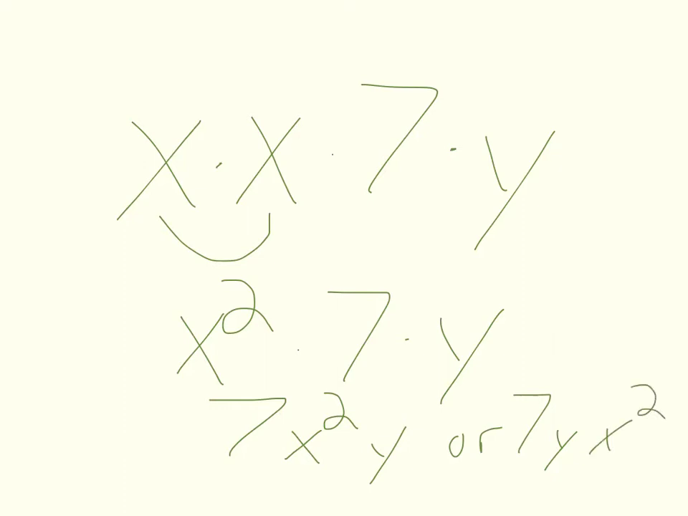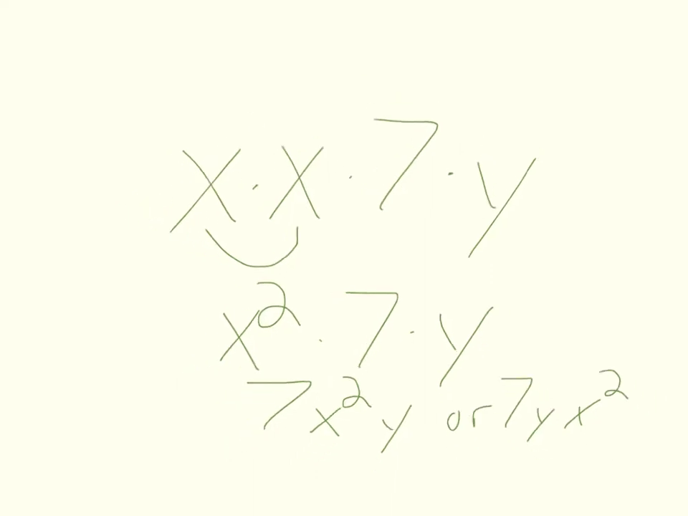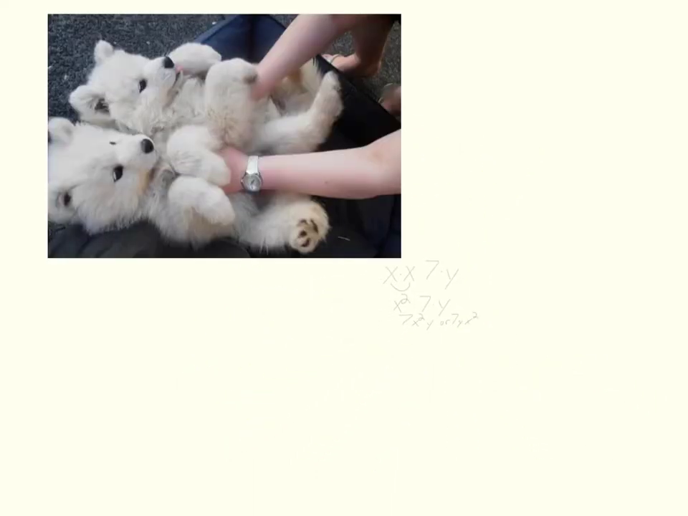However, I do want you to note that the 7 always comes first. I'll tell you a way to remember this. If this was a picture of Haley's dogs, would I say that she has 2 dogs or dogs 2? We all know you would say 2 dogs. It would sound silly to say dogs 2. Aren't they cute?